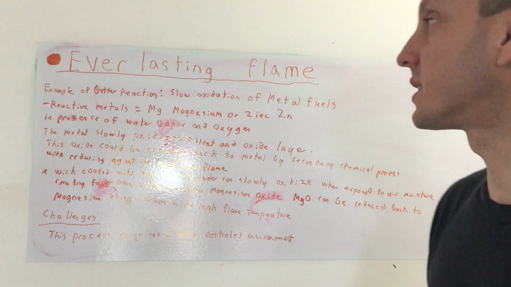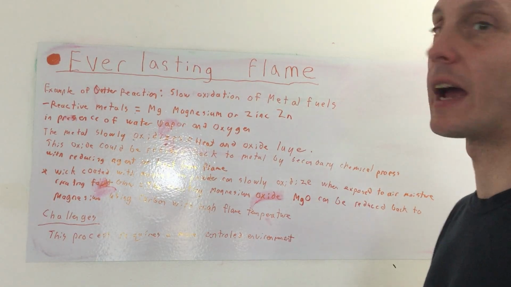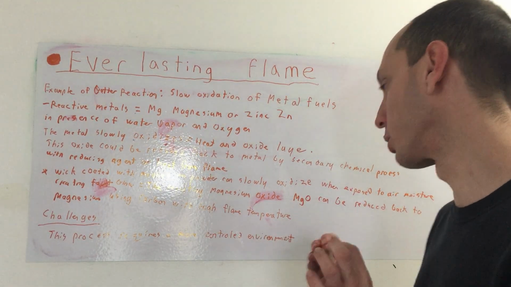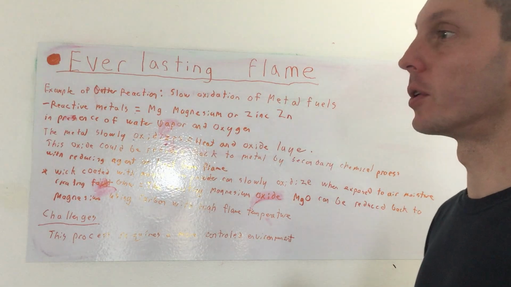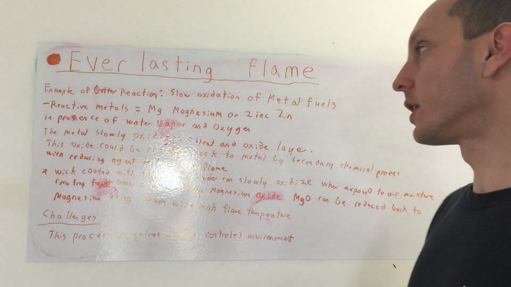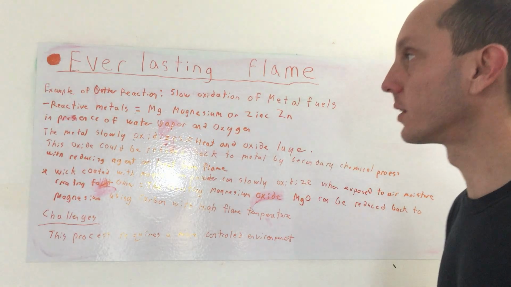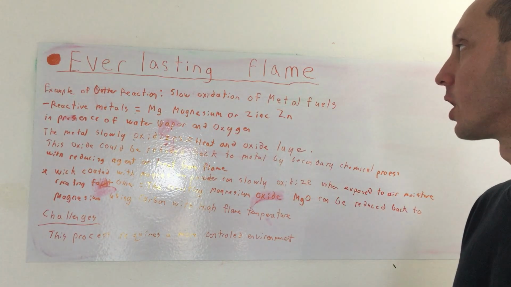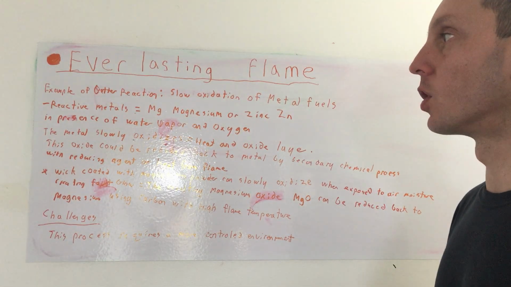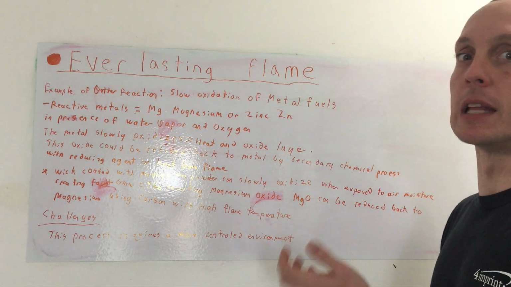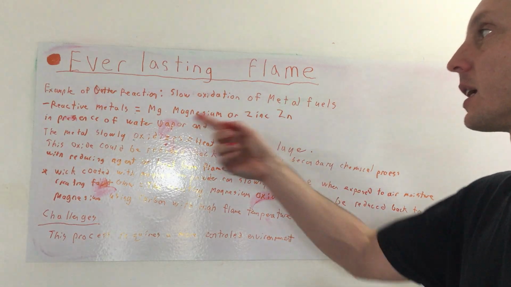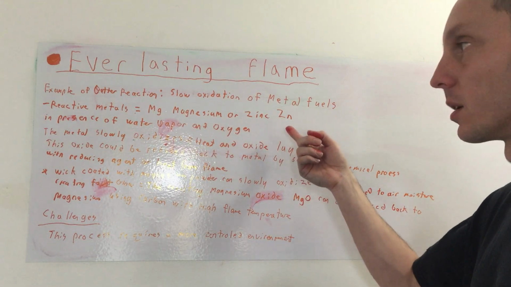Alright, folks, here's a second approach for a better reaction, but the downside is the process requires a little bit more of a controlled environment. But for conversation, I'd like to talk about it as well. So here's an example, this time using slow oxidization of metal fuels. So we're looking for specifically, not limited to, these types of reactive metals, in this case magnesium or zinc, okay?